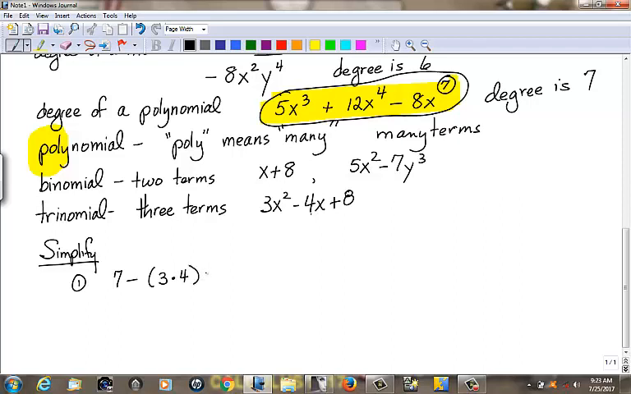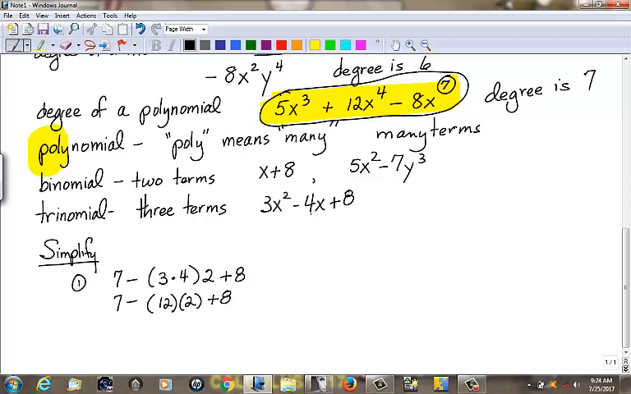3 times 4, that close the parentheses, that quantity times 2 plus 8. Okay, and simplify it line by line. Okay, order of operations says you do the innermost group first. So 7 minus 3 times 4 would be 12. That quantity times 2 plus 8.